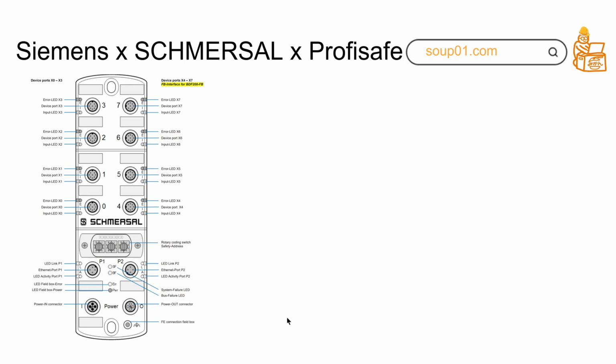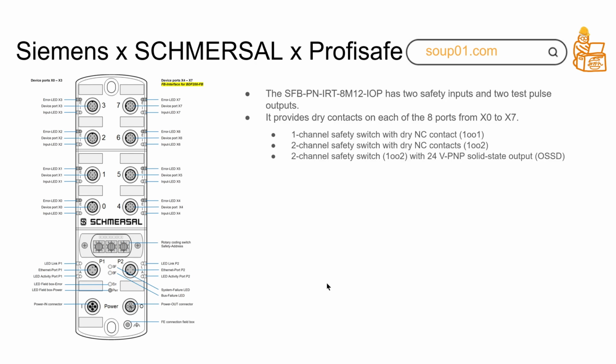Okay, I think I also made a tutorial before. It was for the Beckhoff FSoE type, but this time I use Profisafe, but actually the theory is the same. Let me introduce again. This module has 2 safety inputs and 2 test pulse outputs. It provides a dry contact on each of the 8 ports from X0 to X7. So what kind of dry contacts? It involves 1 channel safety switch and 2 channel safety switch, and 24 V on status output OSSD.